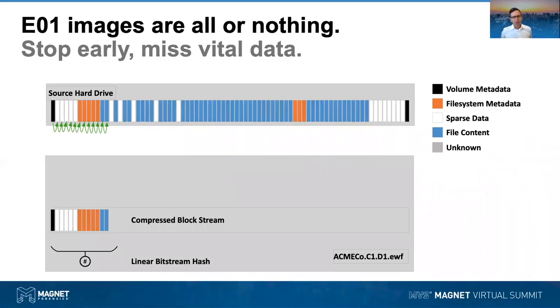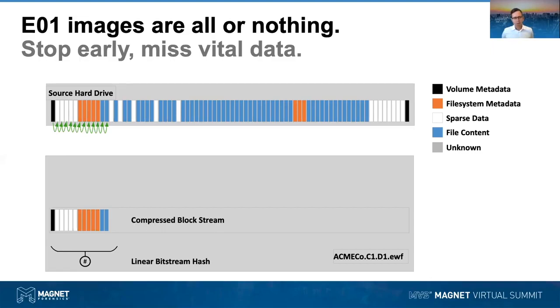So E01 images, they're all or nothing. Our traditional view of forensic images is based on the linear bitstream copy. What I'm depicting on screen, in the upper half, is a source hard drive, and I've put a bunch of cells there that are representing clusters or sectors or what have you. I've color-coded them. Over on the left-hand side would be LBA0, and on the right-hand side would be the maximum LBA of the drive.